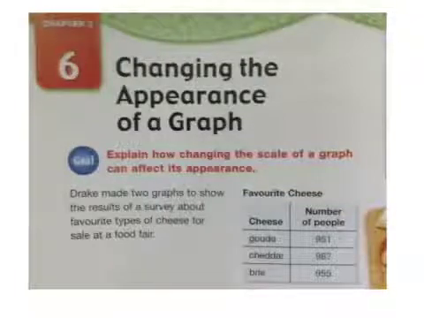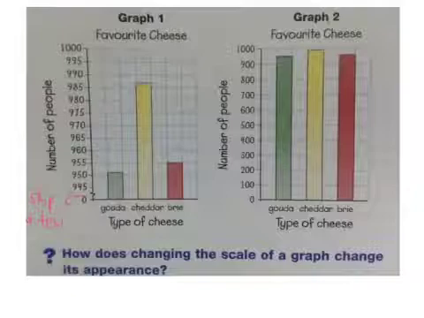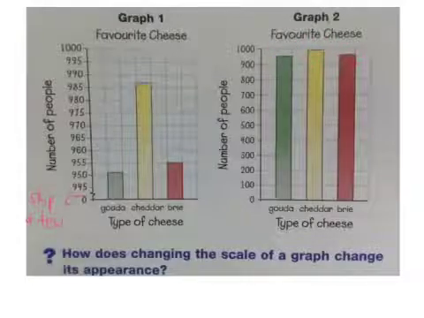Changing the appearance of a graph, Chapter 3, Lesson 6. If we look at graph 2, and we wanted to determine the first, second, and third place cheese, for first place we could tell it's cheddar. But for second and third, it would be hard to tell if it was Gouda or Brie. In graph 1, we can definitely see that cheddar is first, Brie is second, and Gouda is third.